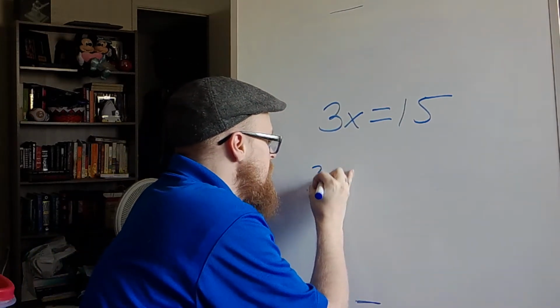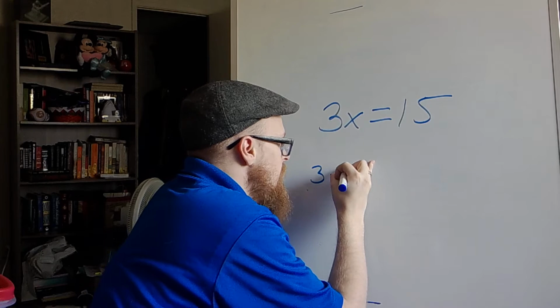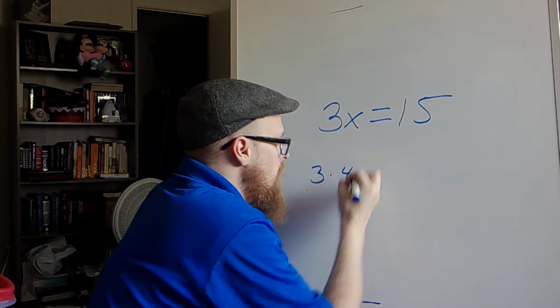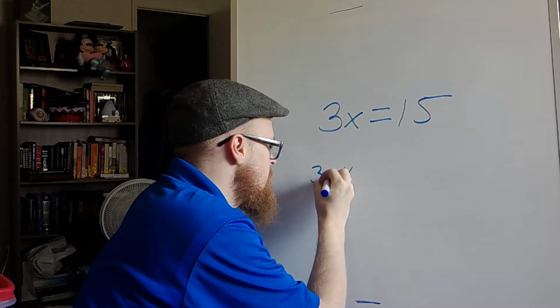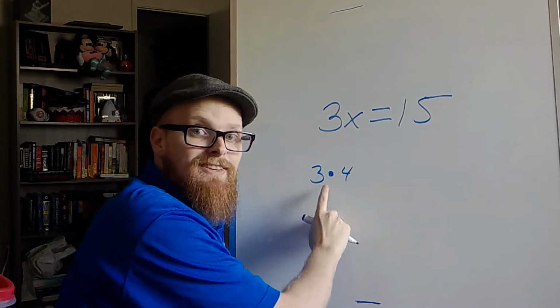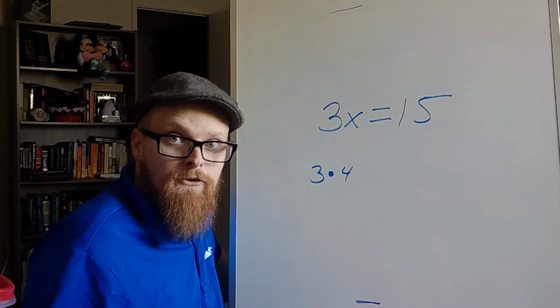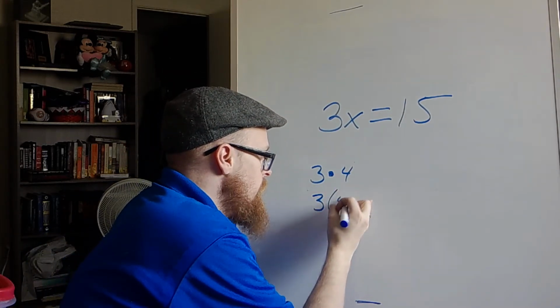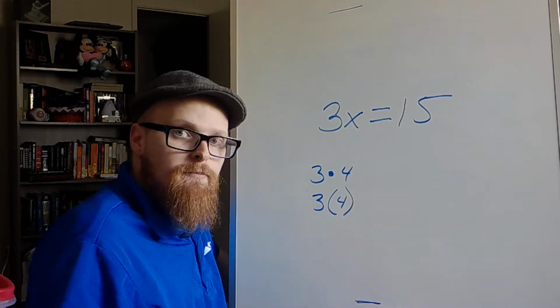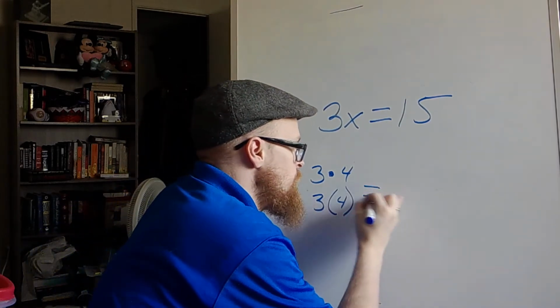Let's say I have 3 times 4, right? Which is typically written like this. Notice my multiplication dot. You probably have trouble seeing it in the video. I'll make it bigger. There you go. I have a multiplication dot because x is a variable now, not multiplication. Okay. It's also written 3 parentheses 4. Okay. Same thing. 3 times 4 is equal to 12.